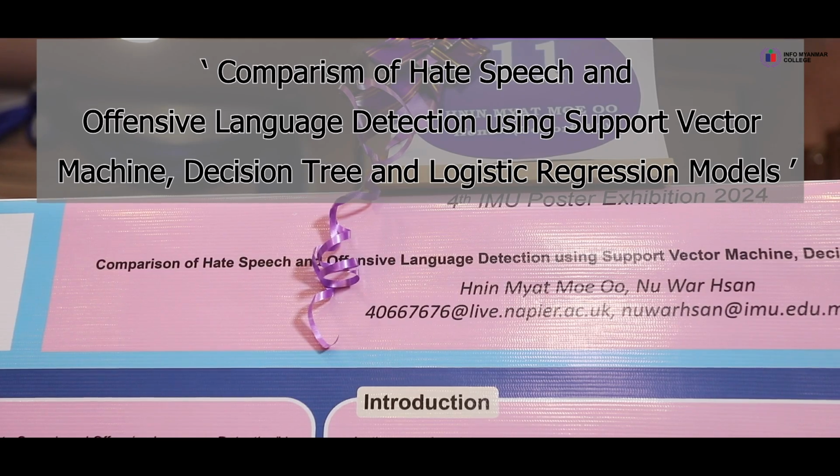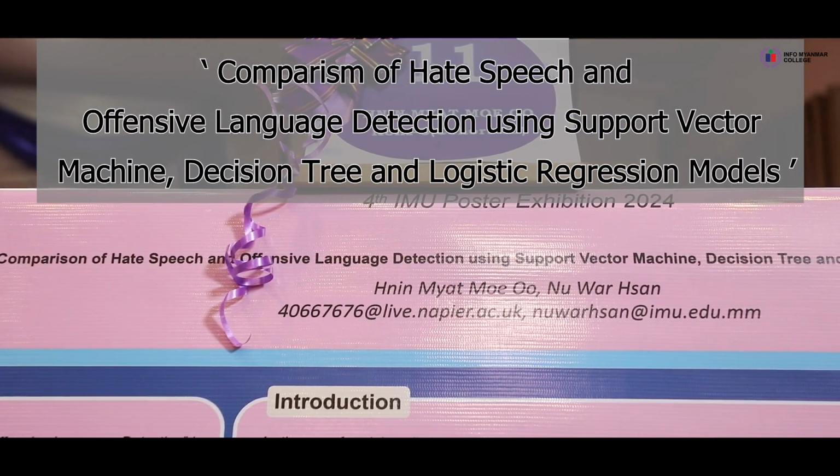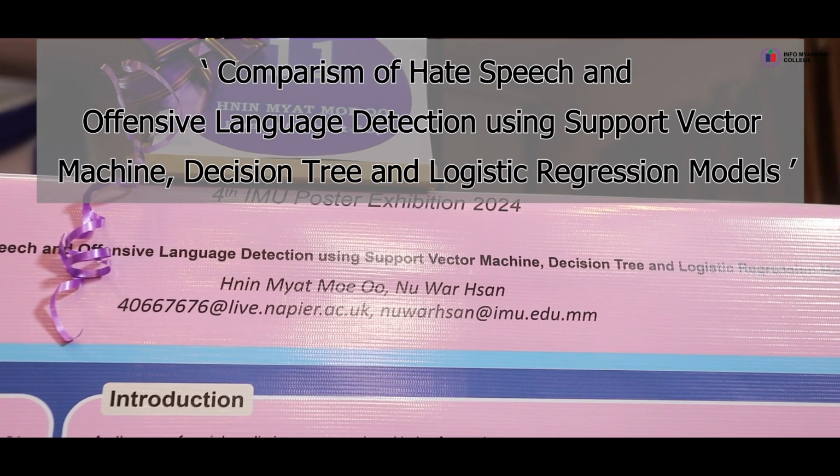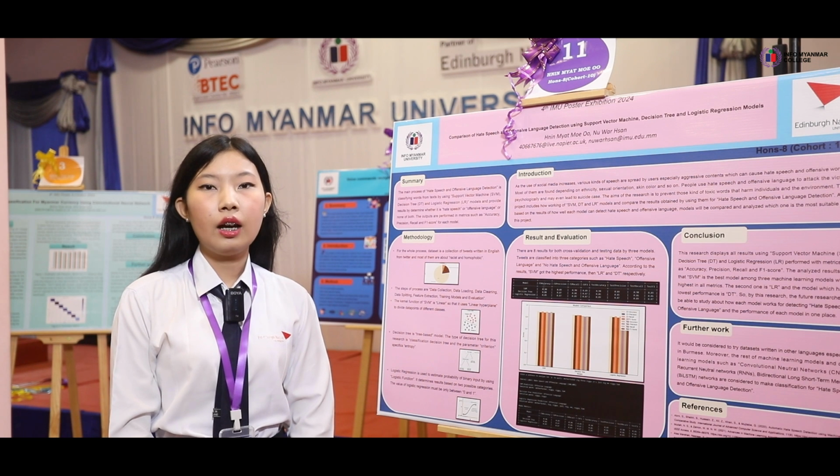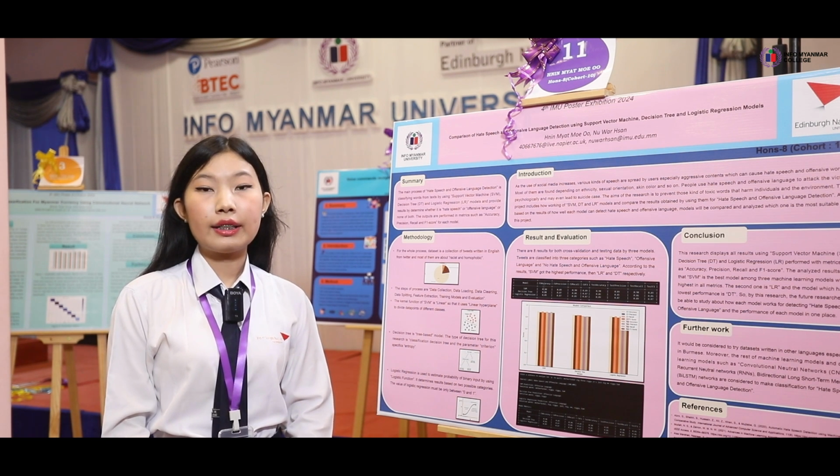The title of the project is Comparison of Hate Speech and Offensive Language Detection using Support Vector Machine, Decision Tree, and Logistic Regression models. The main purpose of this project is to prevent hate speech and offensive language, which can have a negative effect not only on individuals but also on the people who use social media. Most of it is based on sexual orientation, ethnicity, skin color, and so on. And the worst thing is that it can lead to physical conflicts and suicide cases. So it's very important to prevent hate speech and offensive language.